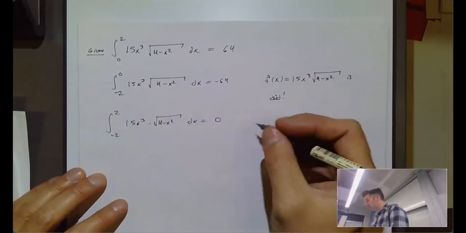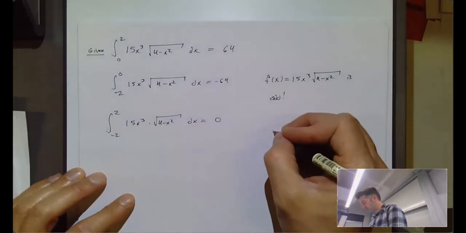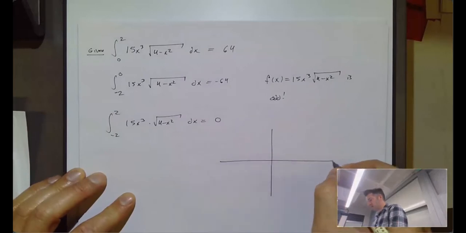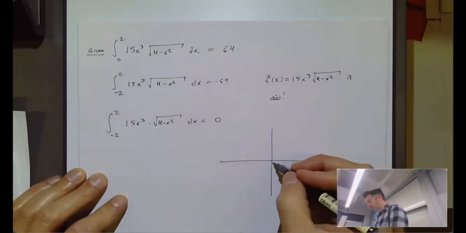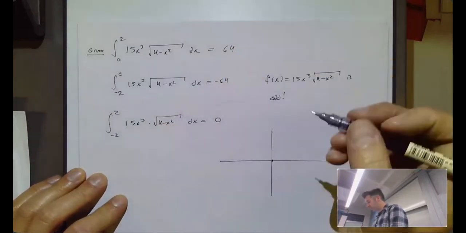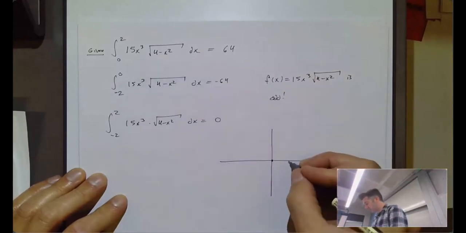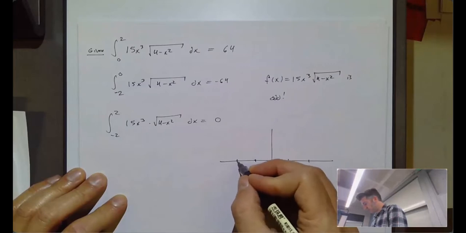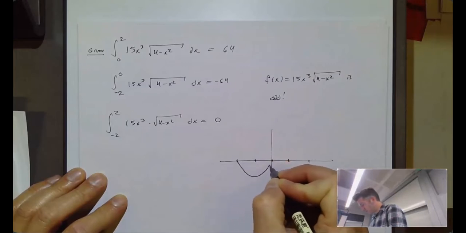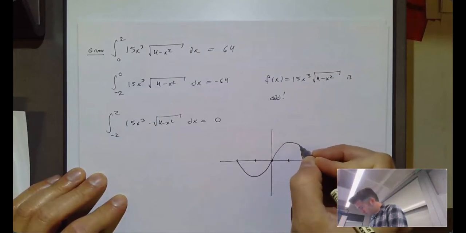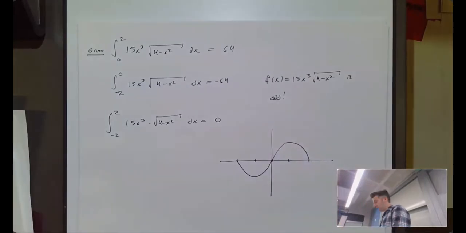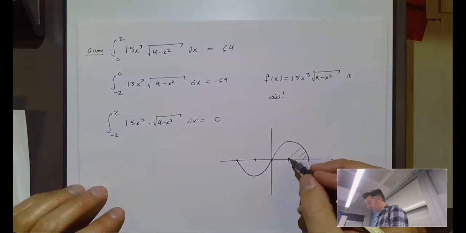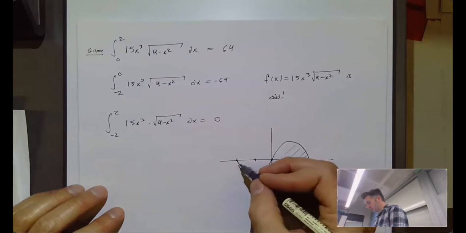Essentially what we have, and I don't know exactly what this function looks like, but it looks something like, let's see, when you plug in 0, you get 0. When you plug in 1, you get some large number. When you plug in 2, you also get 0. So this function looks something like that, where this area here is totally going to cancel out this area here.